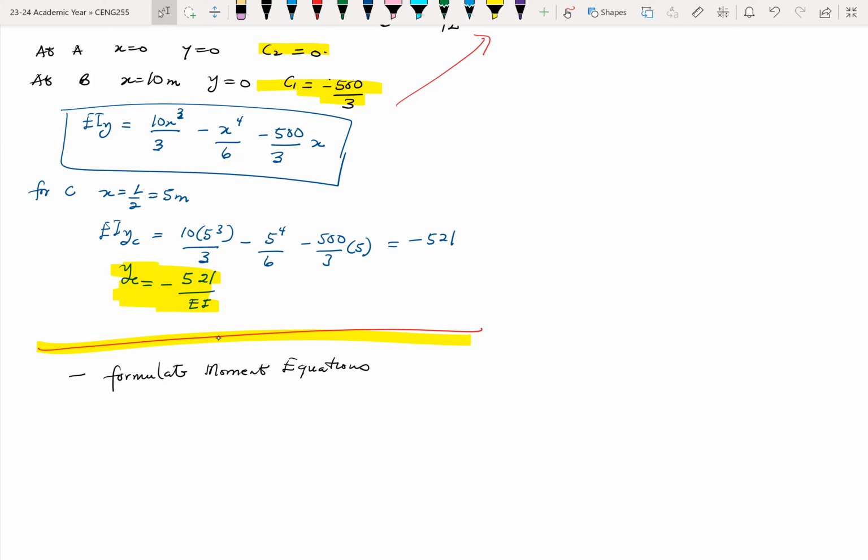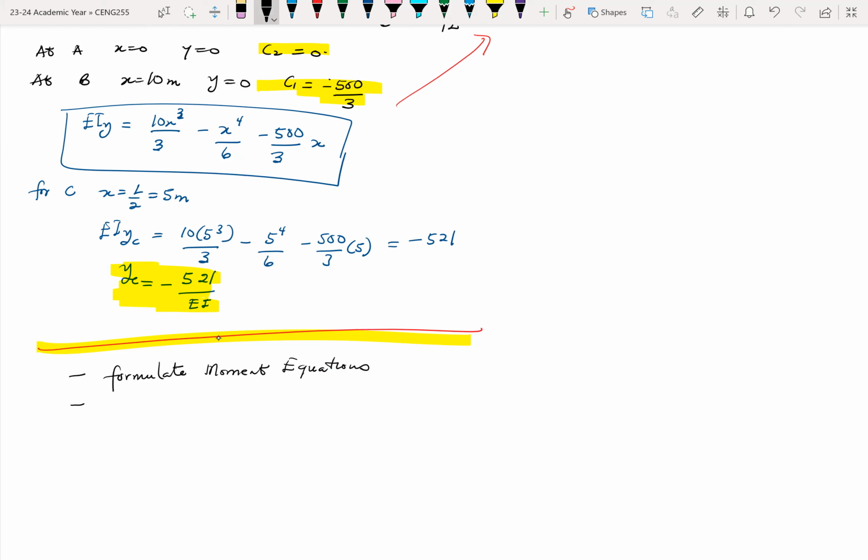All right. So what you were used to in the first year, where you just look at moments at critical points and then draw your bending moment diagram, that might not suffice for certain aspects of the structural analysis course. Okay, so I'll advise that we build our skill sets on how to formulate moment equations.